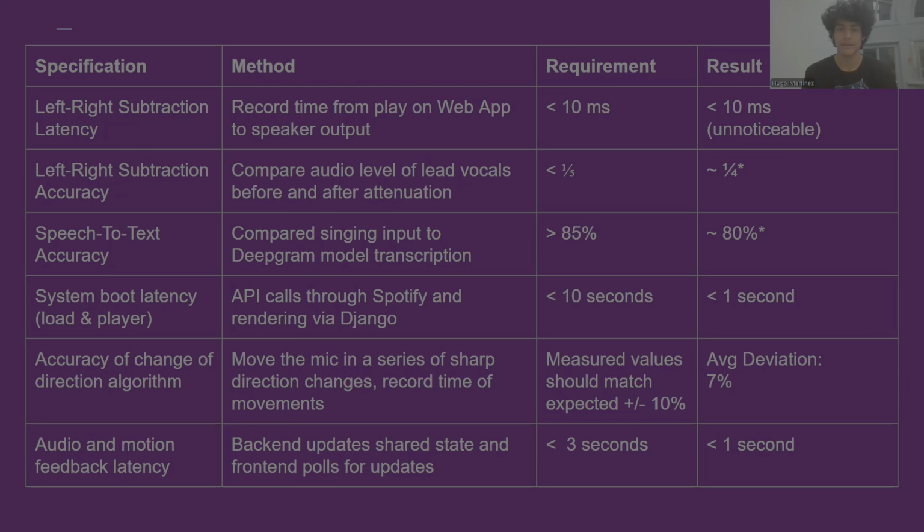Our system boot latency is extremely fast, starting up in around a second, so the entire web app UI and connection to Spotify is super quick and gets started immediately. Our change in direction algorithm accuracy, which powers our scoring system, was able to accurately report users' movements with an average deviation of 7%, which beat our standard of 10%. And finally, the feedback on both our audio and motion scoring is extremely quick and happens in real time. All of this information gets back to the user in about a second and is displayed on the screen.